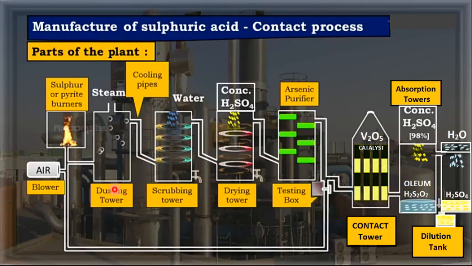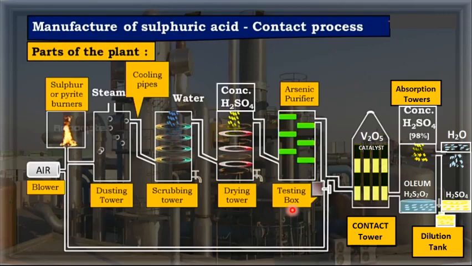Dusting tower. The dusting tower removes the dust particles or heavy dust particles from the sulfur dioxide gas. Scrubbing tower. The scrubbing tower removes gases other than sulfur dioxide gas. Drying tower. In the drying tower, water vapors are removed from the sulfur dioxide gas. Arsenic purifier. The arsenic purifier removes the main impurity, arsenic oxide, from the sulfur dioxide gas. If this impurity is present, it may poison the catalyst in the contact tower.